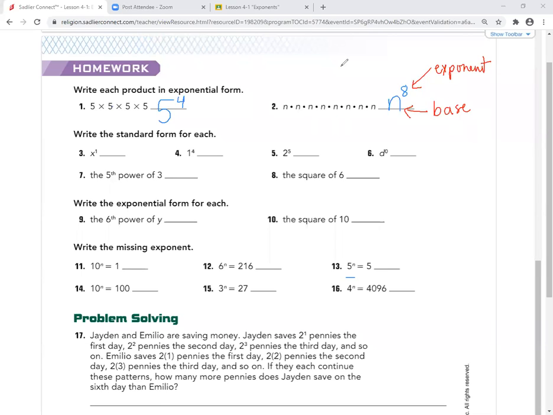What would the base be for this first example here? 5 would be the base, and 4 would be the exponent.